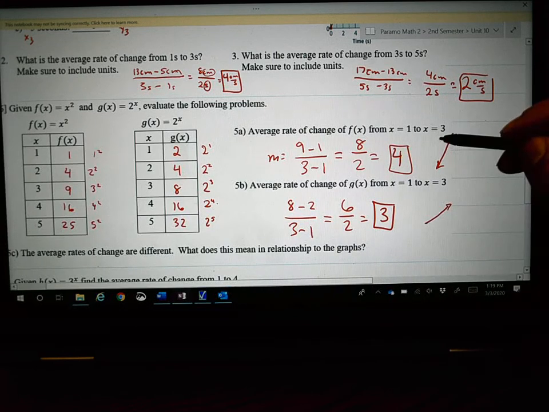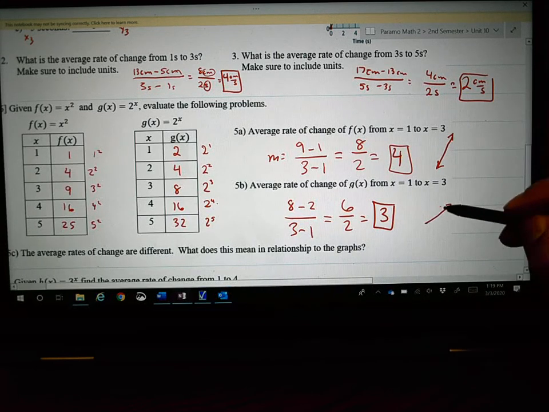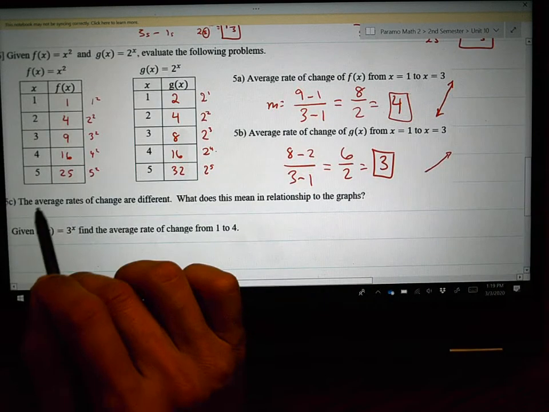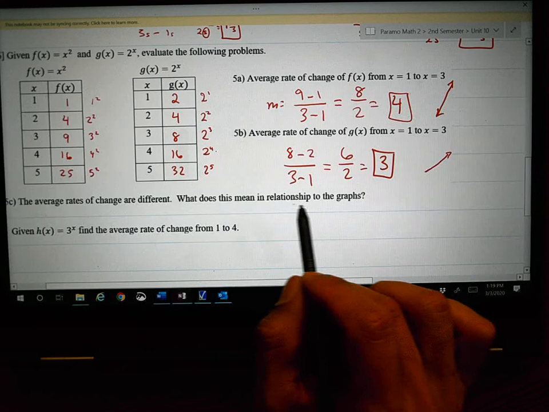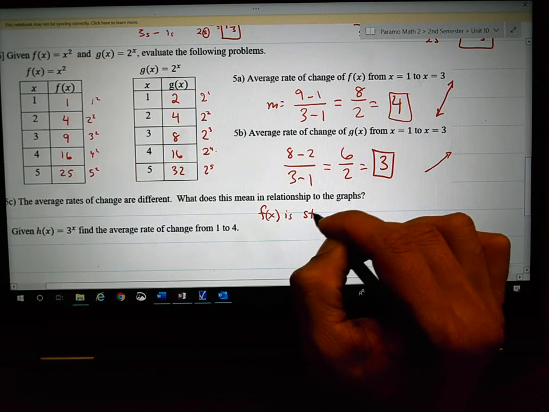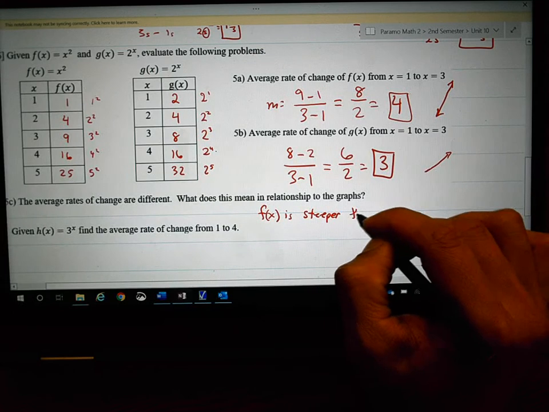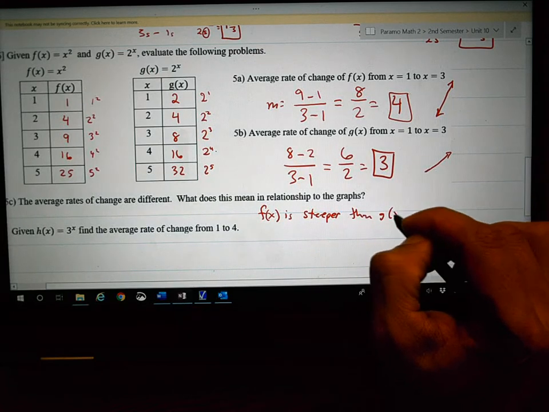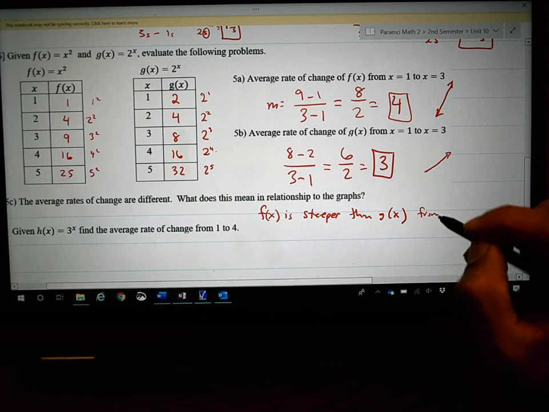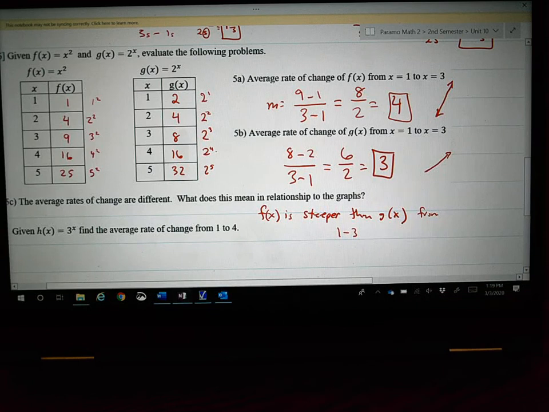This one goes up 4 over 1. This one goes up 3 over 1. Think about it. It is steeper. So when it says the average rates of change are different, what does this mean in relationship to the graph? F of x is steeper than g of x. And we're talking about from 1 to 3. That might change somewhere else along the graph, but we know by our math that it's steeper there.